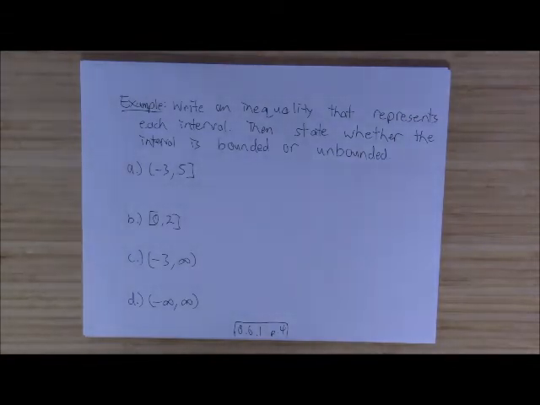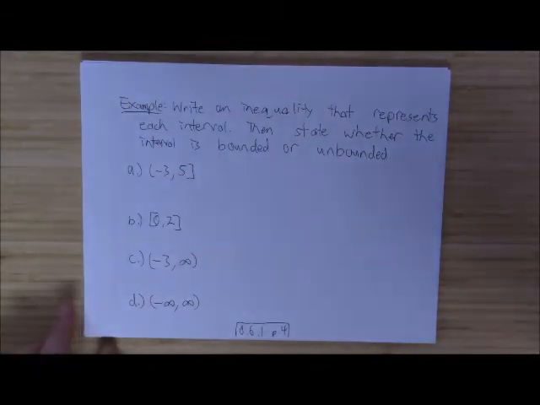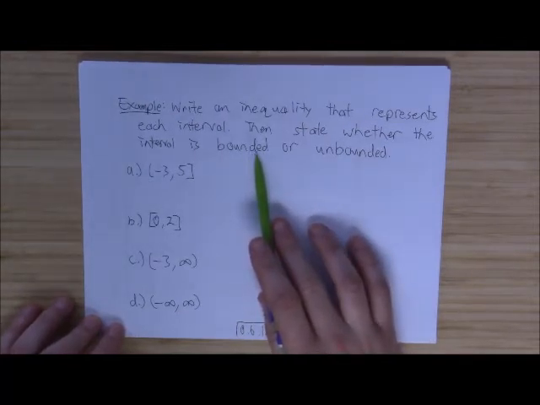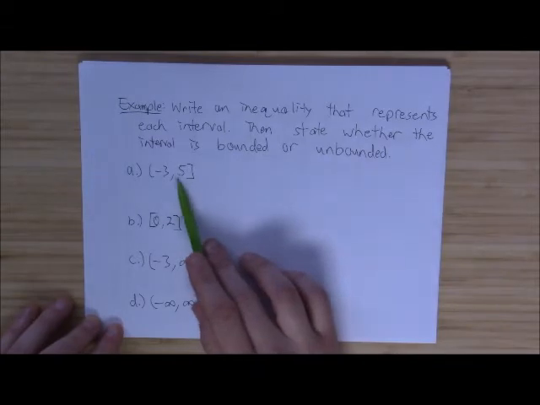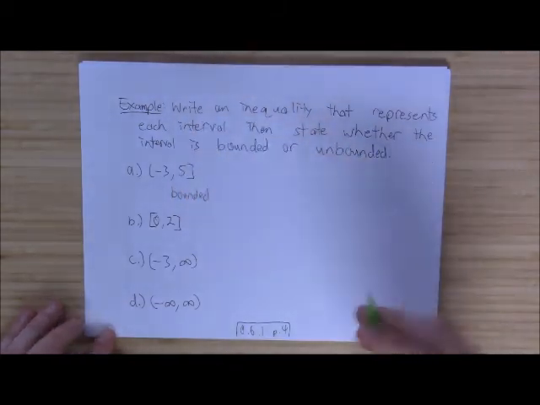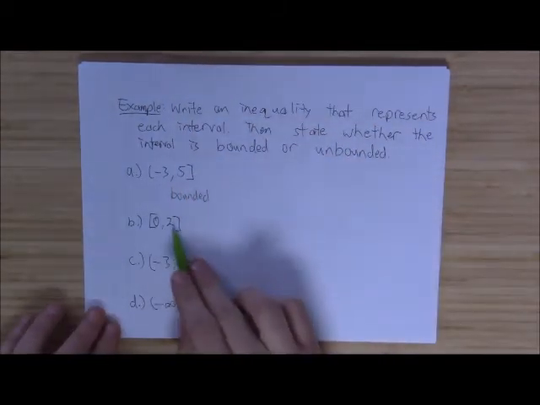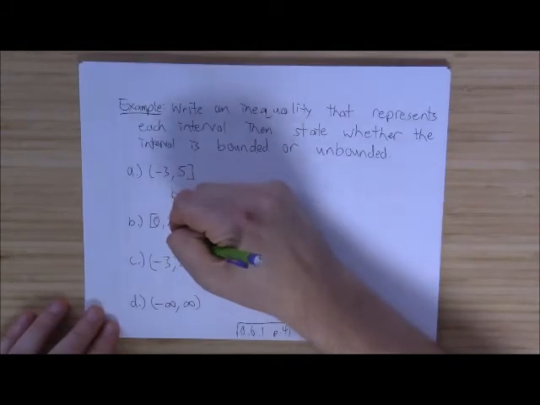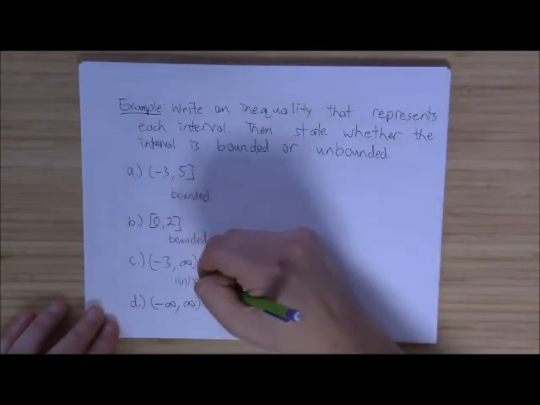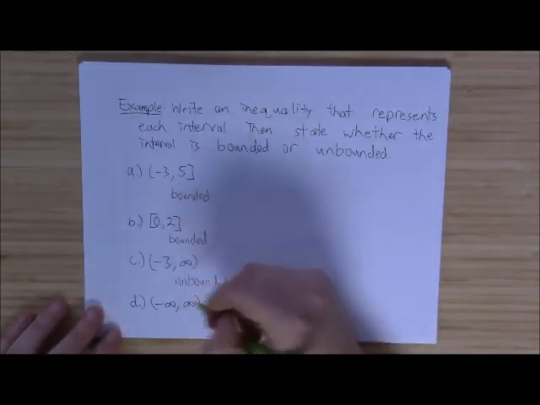So for example, let's go ahead and write inequalities that represent each of these intervals. Then we'll state whether the interval is bounded or unbounded. I'm actually going to first state whether they're bounded or unbounded, because that's easy to see. Again, it's bounded if it doesn't go off to infinity in either direction, and it's unbounded if it does. So here, this would be bounded because it's contained between -3 and 5. It never jumps out to infinity. Similarly, this is stuck between 0 and 2, so this is also bounded. On the other hand, this side goes off to infinity, so it's unbounded. And this part goes off in both directions, so it is unbounded.